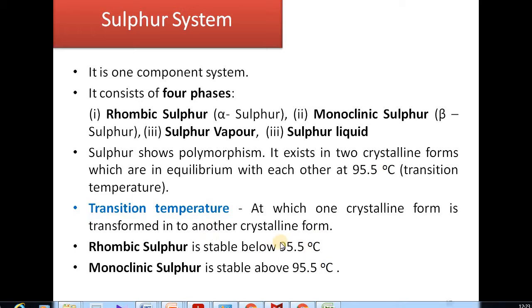Below this temperature, 95.5 degrees Celsius, sulfur will exist in the allotropic form of rhombic sulfur, whereas above 95.5 degrees Celsius, it will exist as monoclinic sulfur.